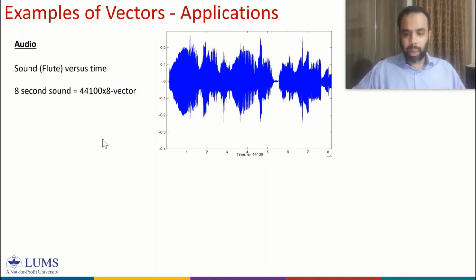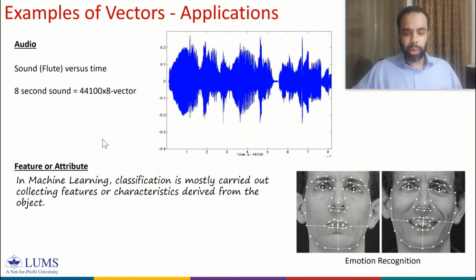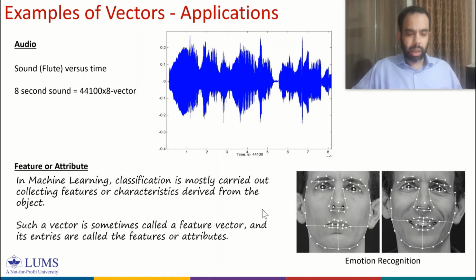Okay, another example in which we use vectors to represent data is feature or attribute. So we have seen an example today in which we have a classification problem. In classification problem, we collect features from the data, and we stack those features in the form of a vector. So in emotion recognition, the person is smiling here, the person is not smiling here, and we get these features for each image, and we stack these features in a vector, and we refer to this vector as a feature vector.